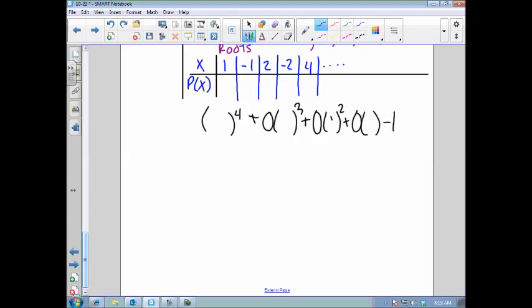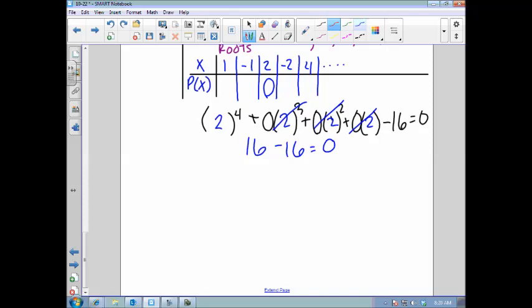0x minus 16. What happens here when we multiply by 0? What happens here, here, and here when we multiply by 0? It's 0. Those go away. And when we plug in 2, what's 2 to the 4th? It means 2 times 2, which is 4, times 2, times 2, 16. Minus 16 equals 0, so it did work.